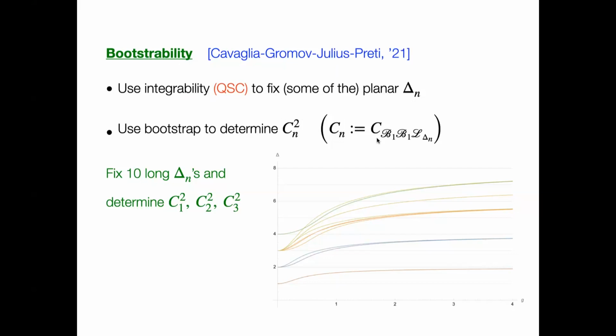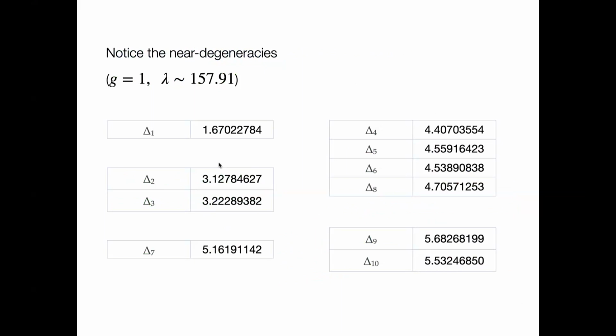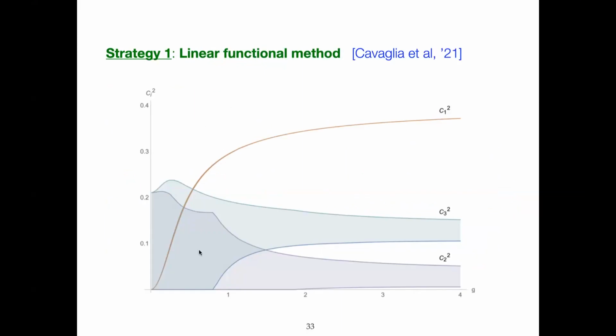So the C_n's that I'm computing here are basically 3-point functions of B1 or phi1 perp, phi1 perp, and then one of the long operators in these unprotected multiplets. What they did is they fixed 10 long Delta_n's from the quantum spectral curve, from integrability, and they tried to find allowed and disallowed regions for the corresponding C1, C2, C3, basically the first three 3-point functions. So this is what they get.